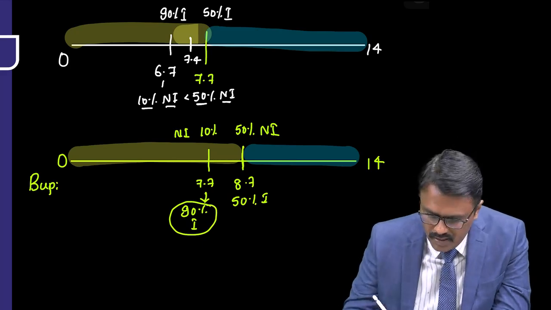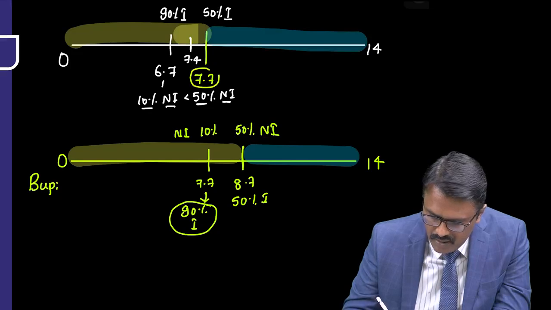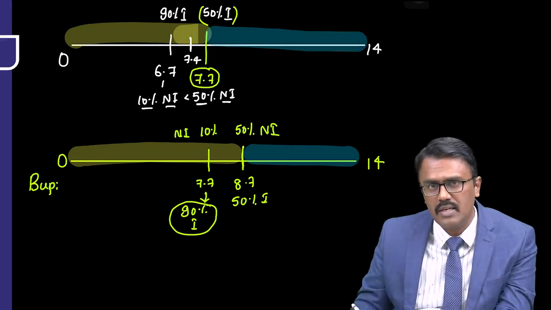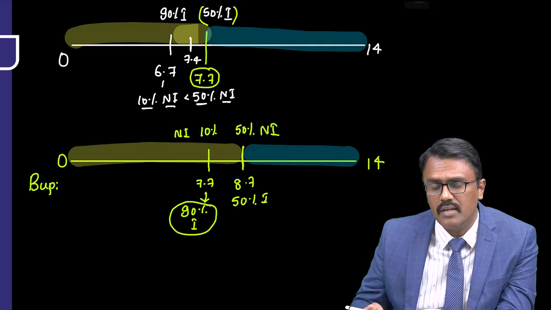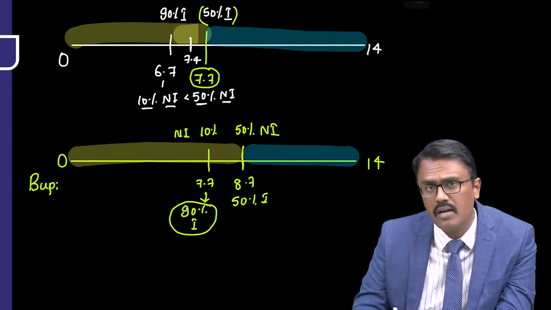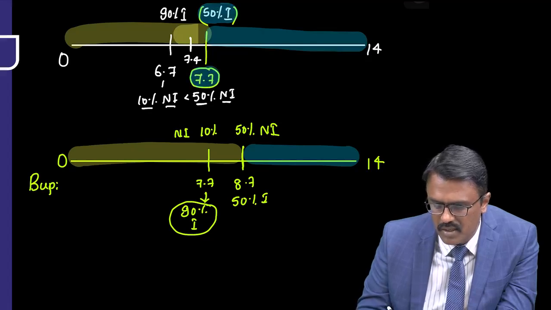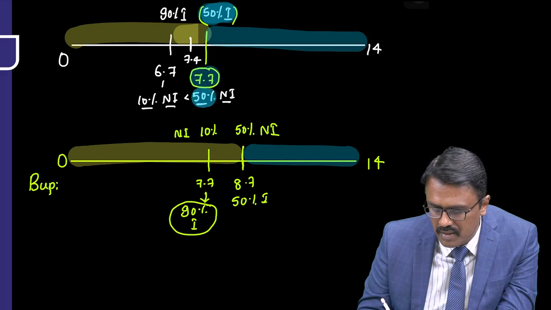Now you take the example here. At a pH of 7.7, only 50% is ionized. So who is going to cross easily in the blood? It is the bupivacaine or lignocaine. Obviously lignocaine, because at the 7.7 pH it is 50% ionized and 50% non-ionized.